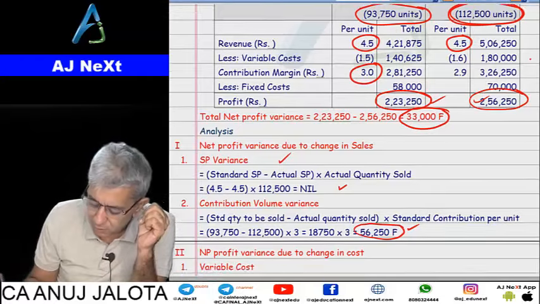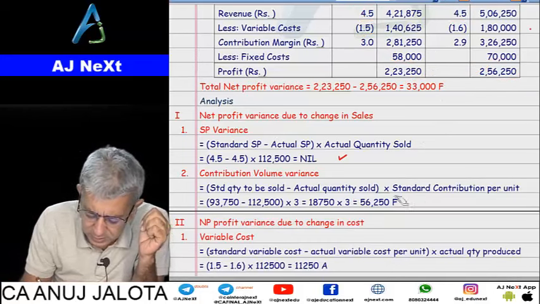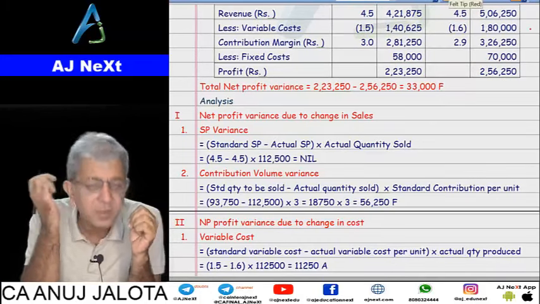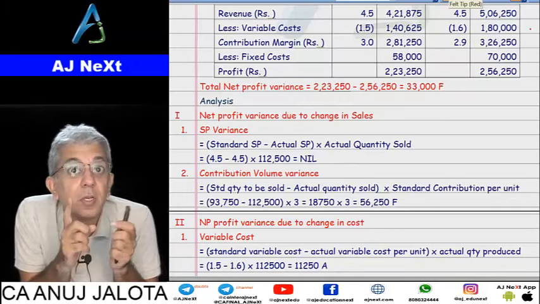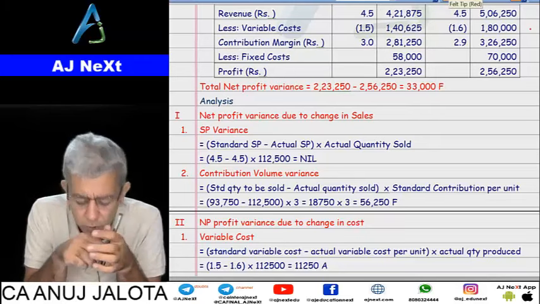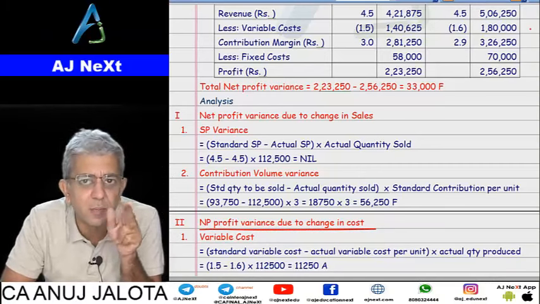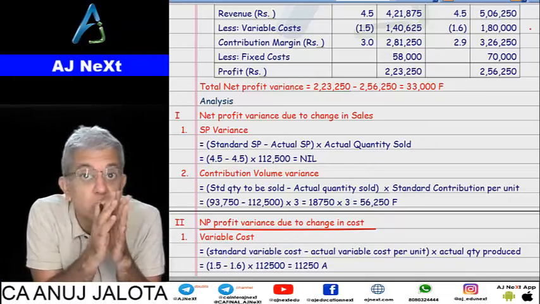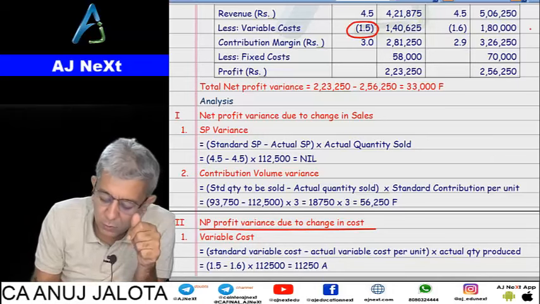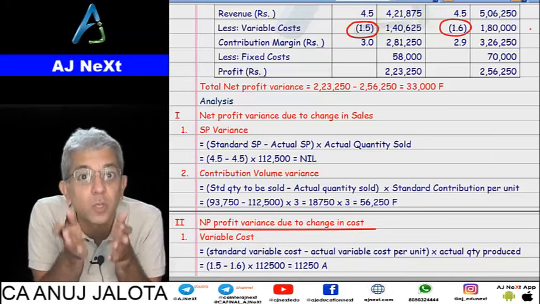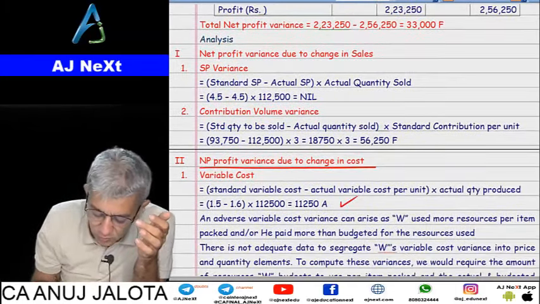Then Roman number two, net profit variance due to change in cost. In this case, your variable cost is dependent upon output. We have done that in so many questions. Now, cost can be broken up into two parts. One is variable, one is fixed. But how we compute the variances is totally different, beta. How we compute the variance of variable cost: what should have been the variable cost per unit, what was the actual variable cost per unit, into actual quantity of output. That was this particular figure, 112,500.